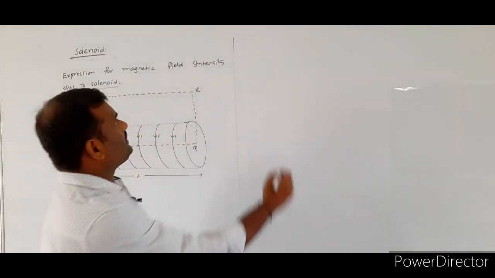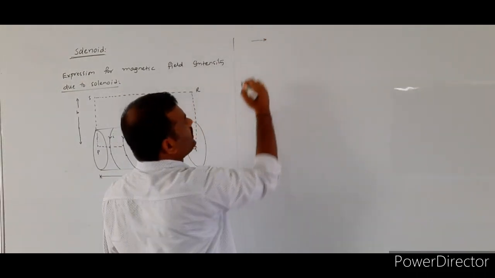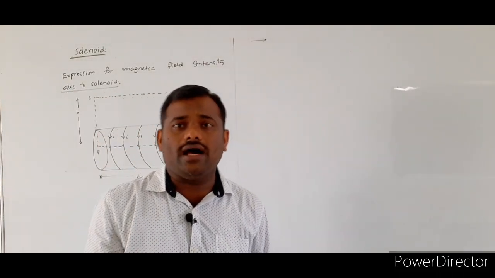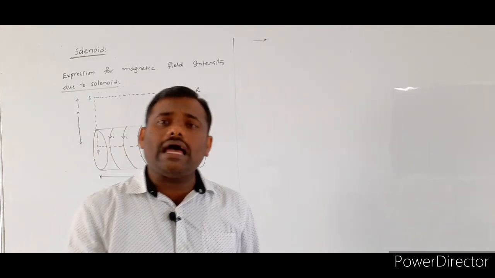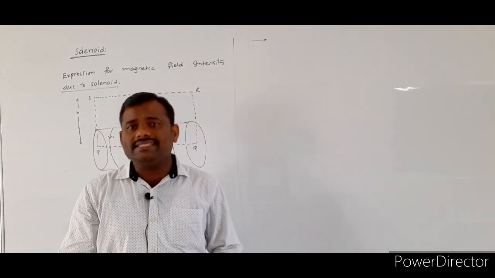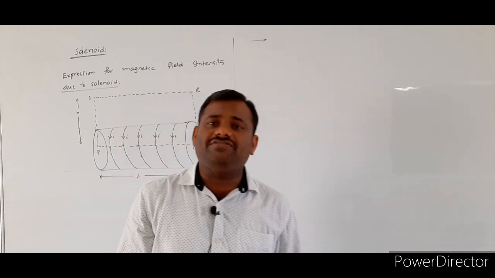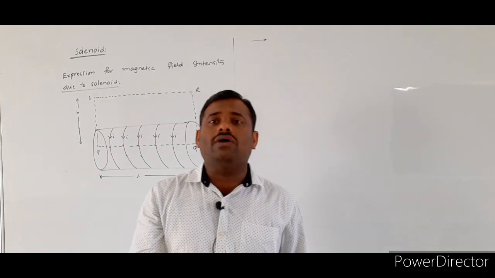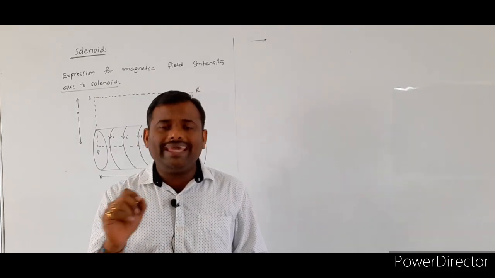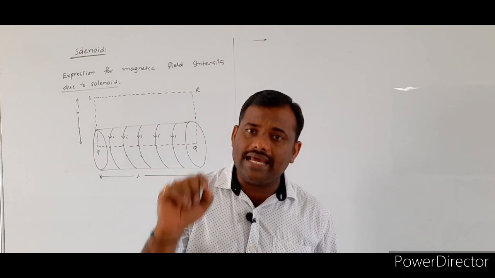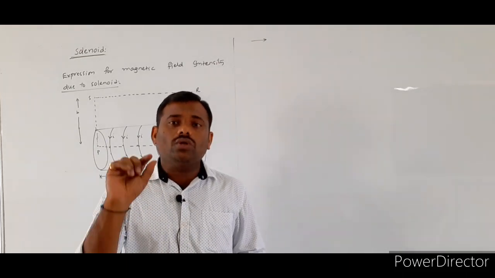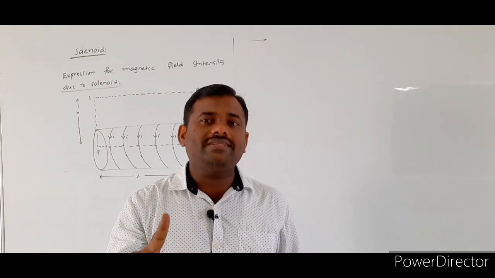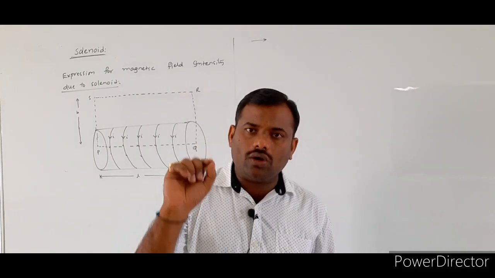To derive the expression for magnetic field intensity due to the solenoid, we are using Ampere's circuital law. What is the Ampere's circuital law equation and what is its definition? The line integral of the magnetic field around a given closed path is equal to mu naught times the total current passing through the given closed loop.